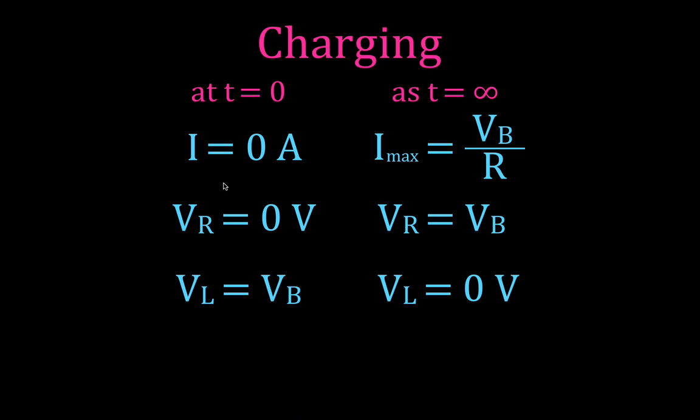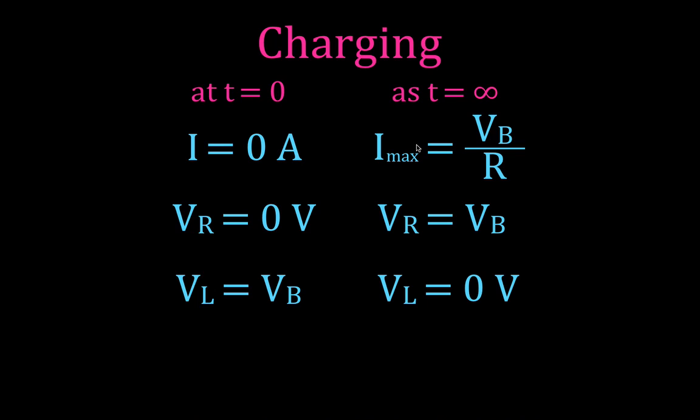This column is when we first close the switch at time equals 0. And this column is at time equals infinity, or we just say after a long time. When we first close the switch, there's no current in the circuit, so the current is equal to 0 amperes. And from Ohm's law, V equals I times R, if the current is 0, then the voltage across the resistor is 0. And we said, well, if there's no voltage here, then all the voltage has to be across the inductor, so the voltage across the inductor is equal to the voltage of the battery.